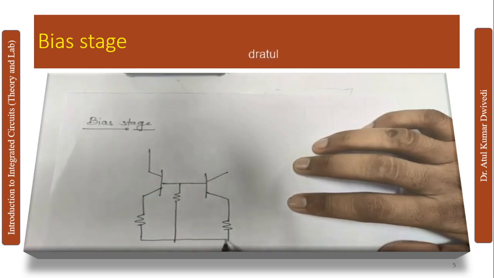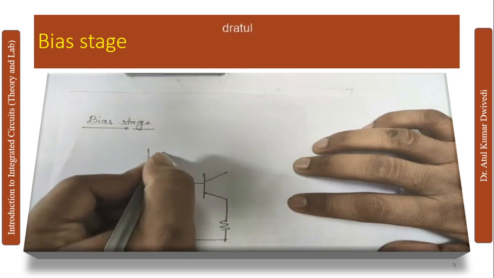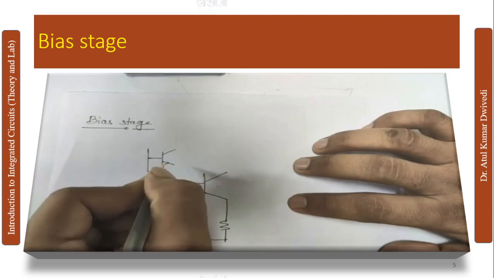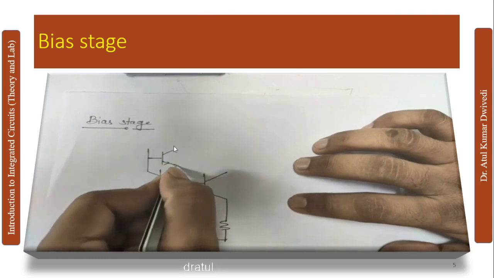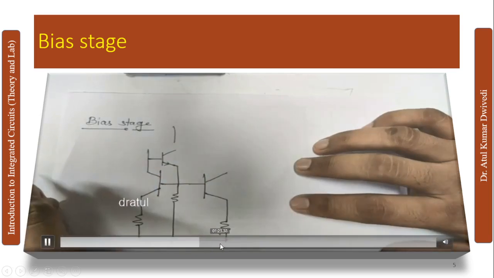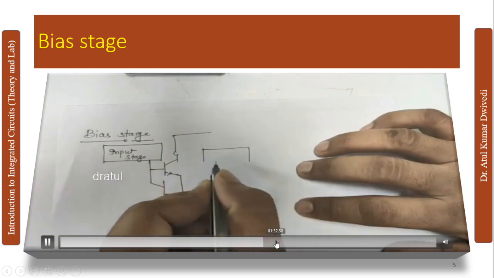Now we have understood that the input to the op-amp goes through the differential amplifier. Therefore the input stage of the operational amplifier is the differential amplifier. How is this differential amplifier created?